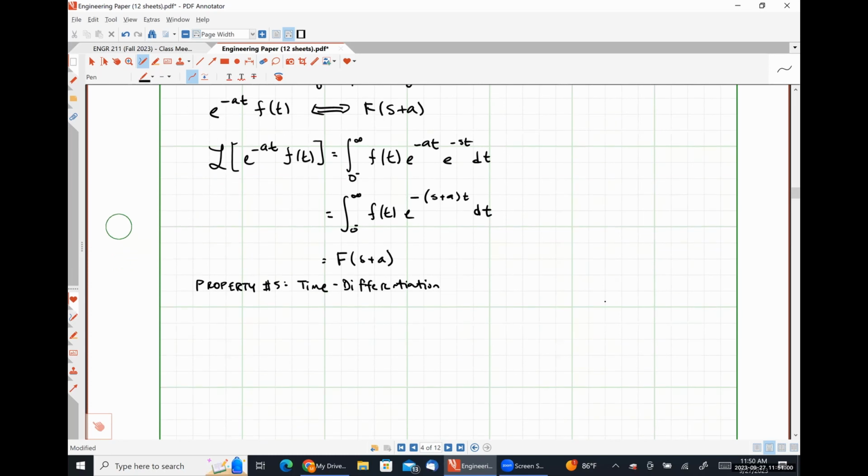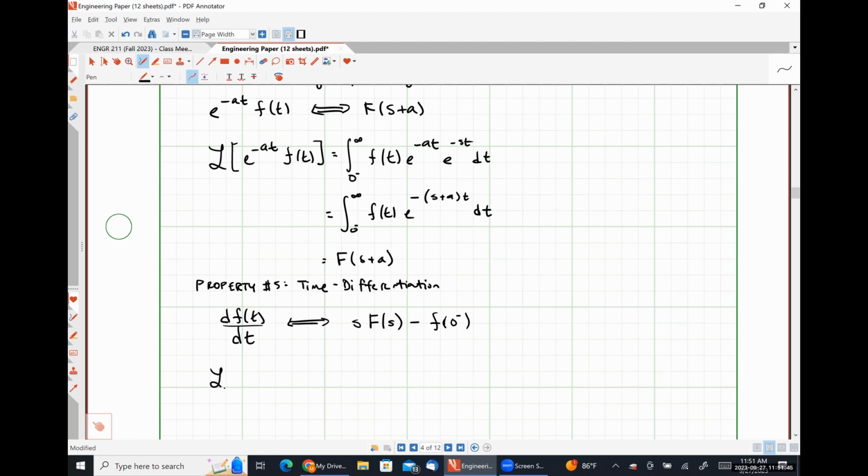So if I have the derivative of a function in the time domain, its Laplace transform will be s times F of s minus f evaluated at 0 minus. So we're going to include initial conditions here, right? Which is going to work great for capacitors and inductors because they have initial conditions. We're slowly tying this back to actual circuit analysis. Okay.